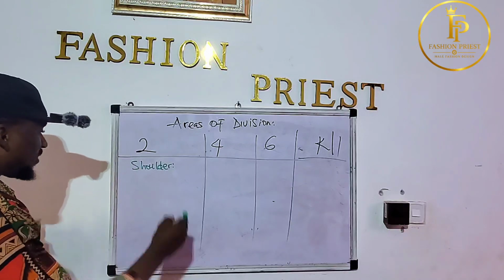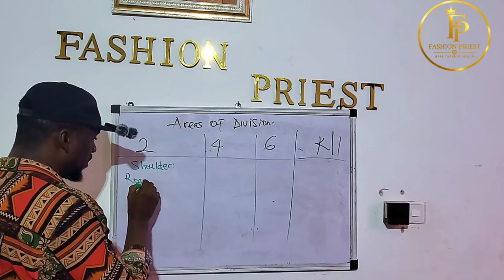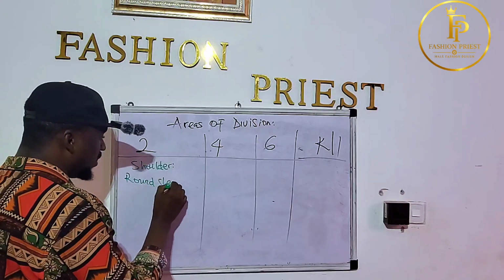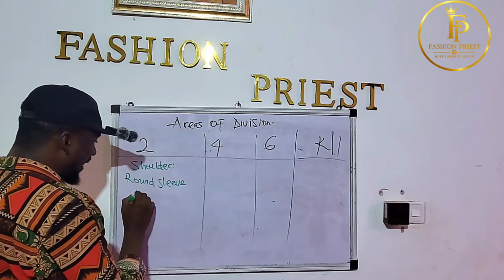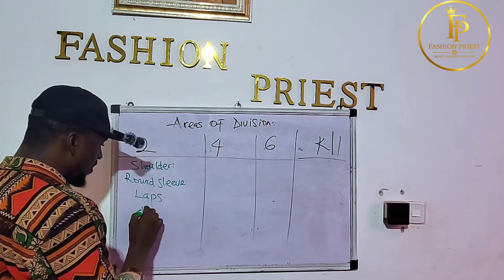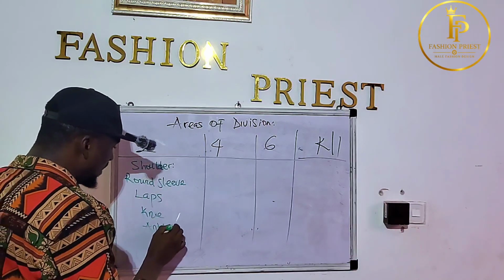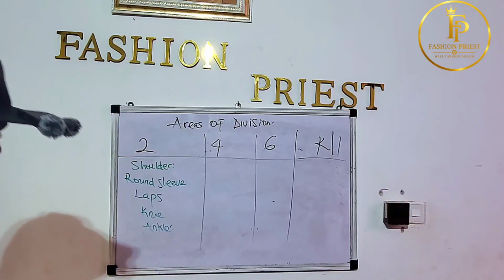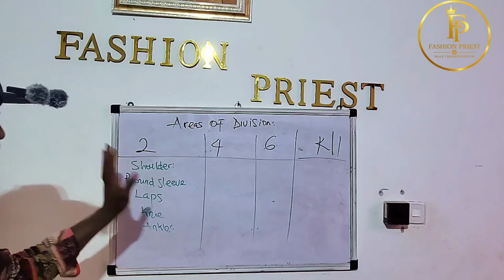After that, the next you are going to see for the two is your round sleeve. This means that anything you have on your round sleeve value, divide by two. After that, you have your lap, you have your knee, you have your ankle. That means anything you have on this ankle, knee, and lap, divide them by two. That's the simplest explanation to that.